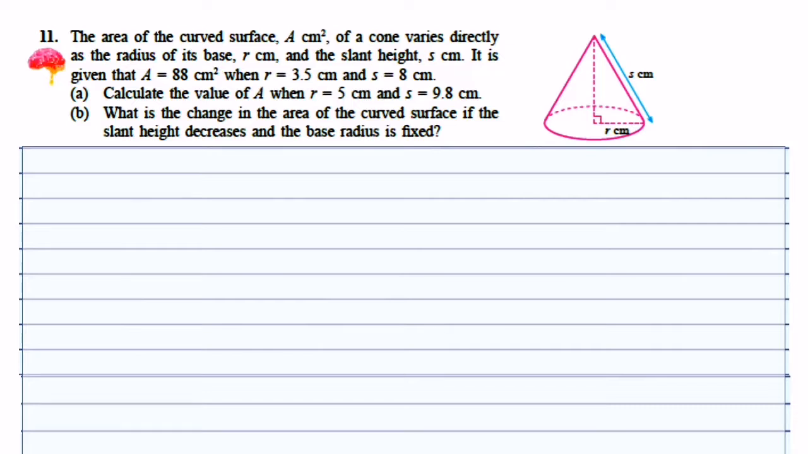Question number 11. The area of the curved surface A cm squared of a cone varies directly as the radius of its base r cm and the slant height s cm. It is given that A equals 88 cm squared when r equals 3.5 cm and s equals 8 cm. A. Calculate the value of A when r equals 5 and s equals 9.8 cm. So before we answer question A, first we need to form the variation.